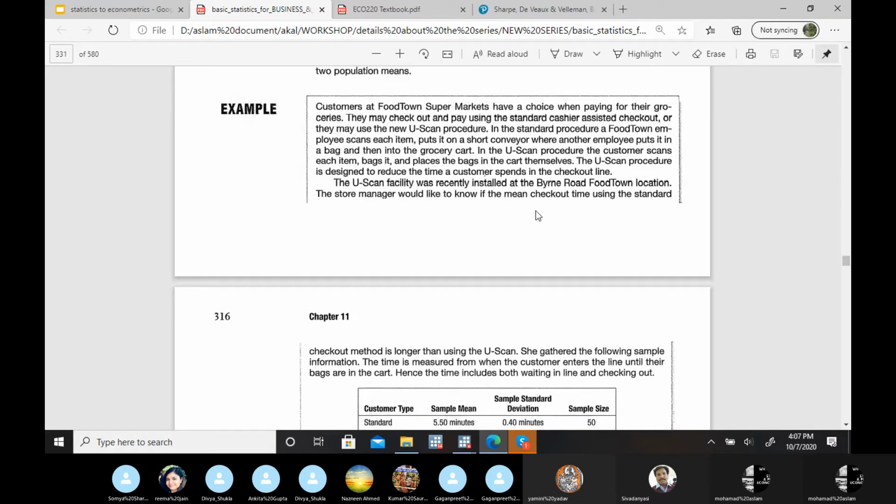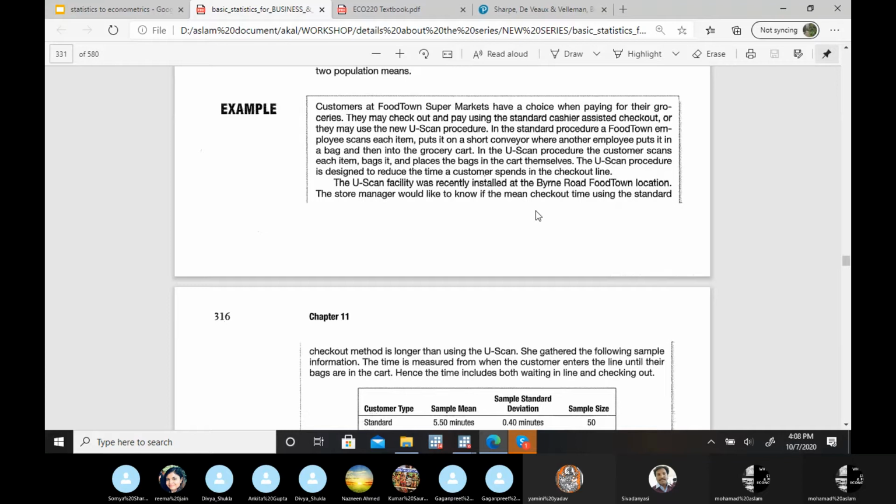Customers at Foodtown supermarkets have a choice when paying for their groceries. They may check out and pay using the standard cashier-assisted checkout, or they may use the new U-scan procedure, like cash or this particular debit card. In the standard procedure, a Foodtown employee scans each item and puts it on a short conveyor. Here another employee puts it in a bag and then into the grocery cart. In the U-scan procedure, the customer scans each item, bags it, and places the bags in the cart themselves. The U-scan procedure is designed to reduce the time a customer spends in the checkout line.